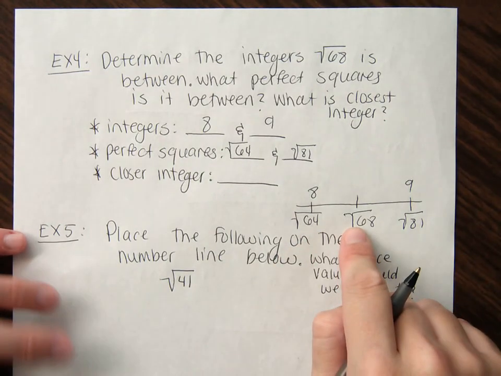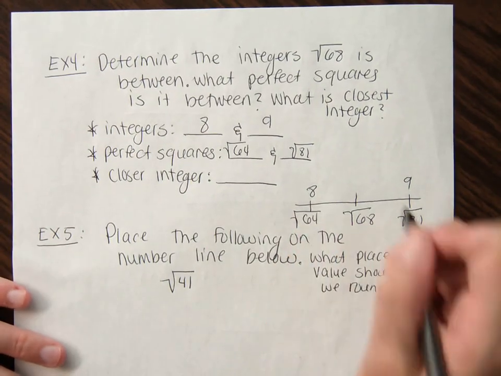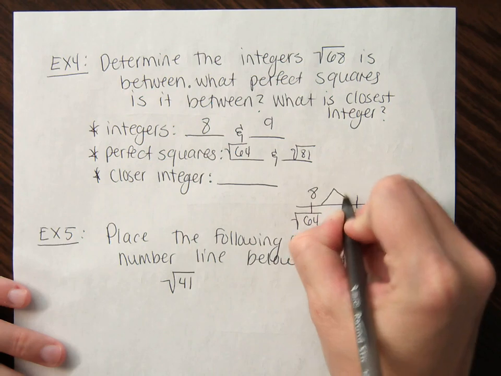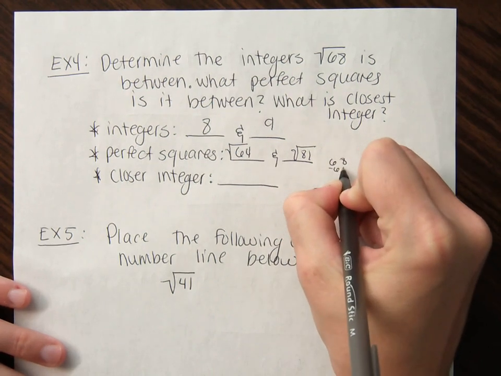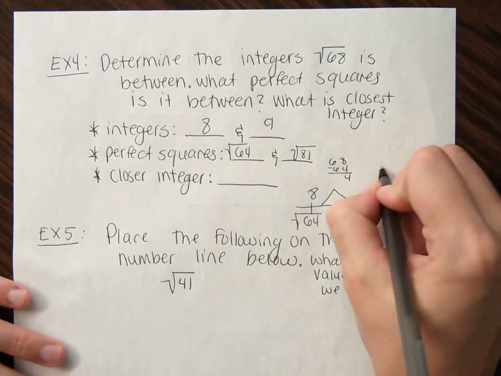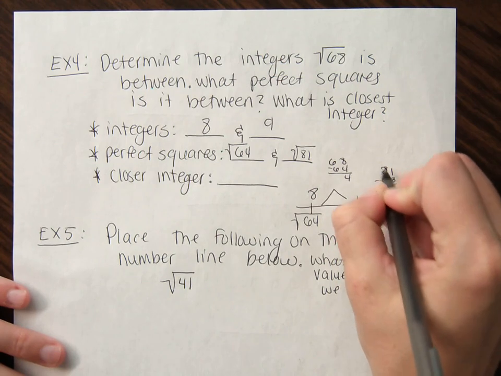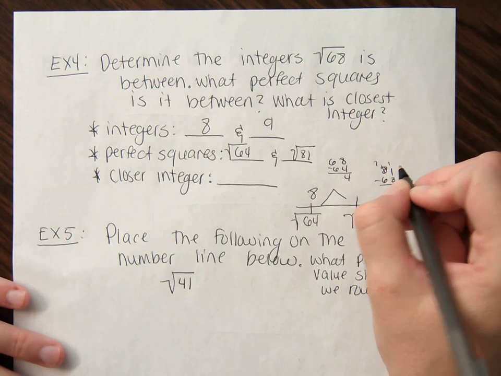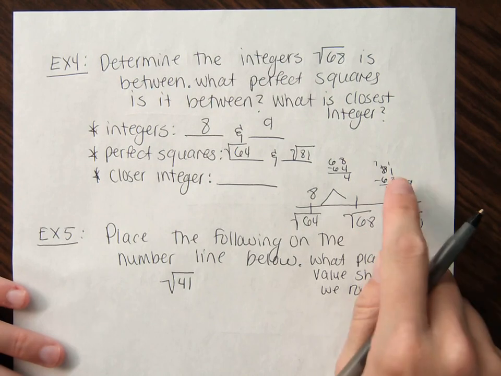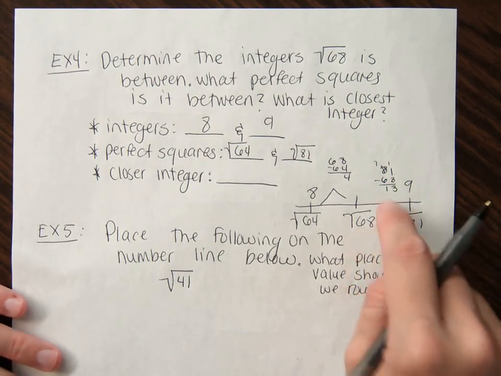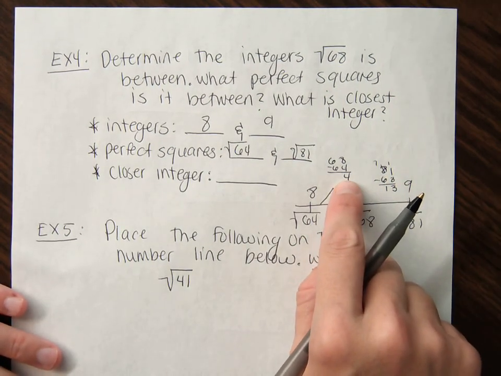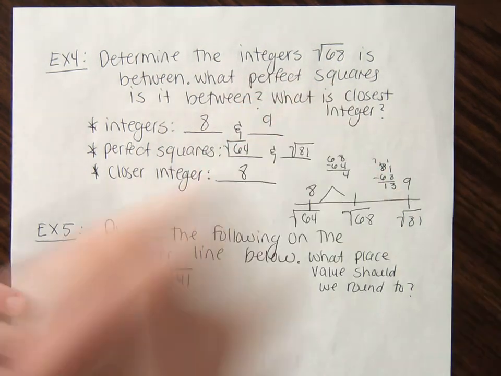Now we want to determine if the square root of 68 is closer to 64 or 81, so we're going to subtract. 68 minus 64 is 4. And 81 minus 68 is 13. So since we have a smaller distance here, it's going to be closer to 8.